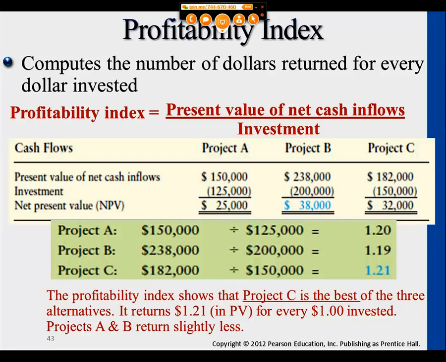All right. So it returns $1.21 for every dollar we invest in project C versus project A 20 cents and project B 19. So in fact, project B is the lowest in profitability index, right? And if we're using net present value, this is the first pick for us.